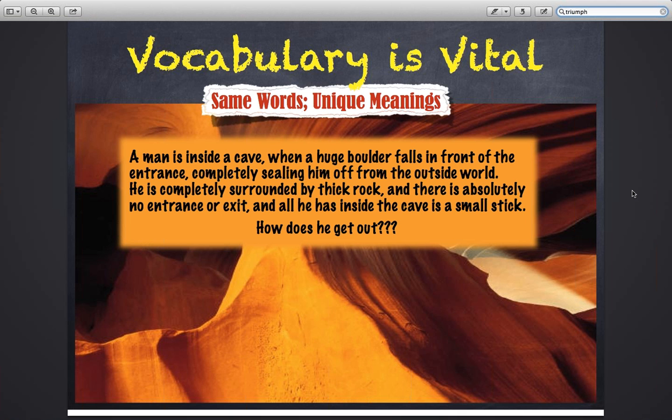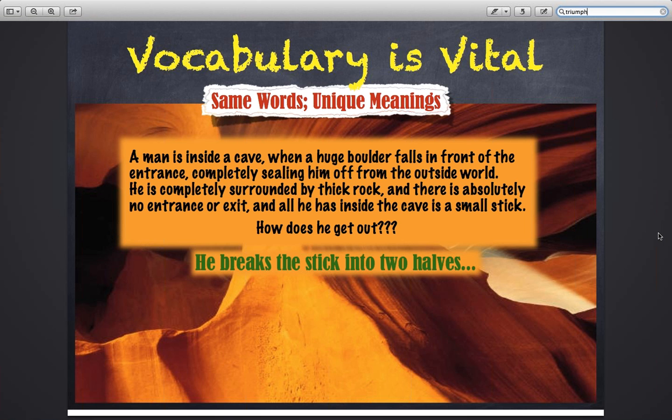A man is inside a cave when a huge boulder falls in front of the entrance, completely sealing him off from the outside world. He is completely surrounded by thick rock, and there is absolutely no entrance or exit, and all he has inside the cave is a small stick. How does he get out? Ooh, it's not a stick of dynamite. Let me let you think about that for just a few seconds here.